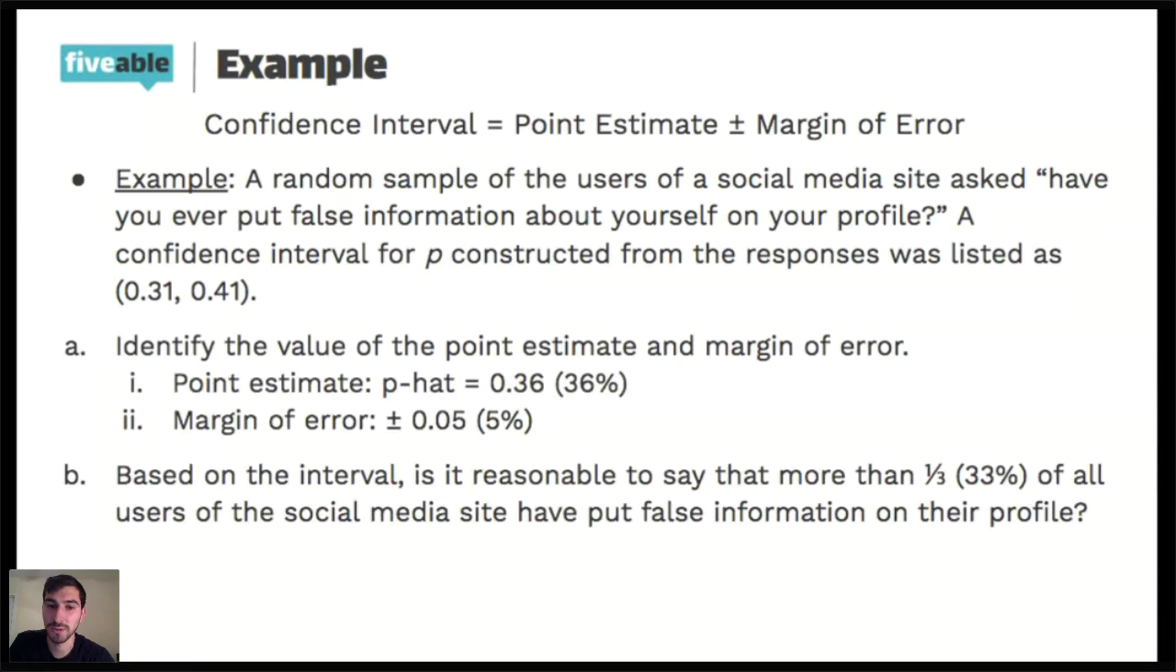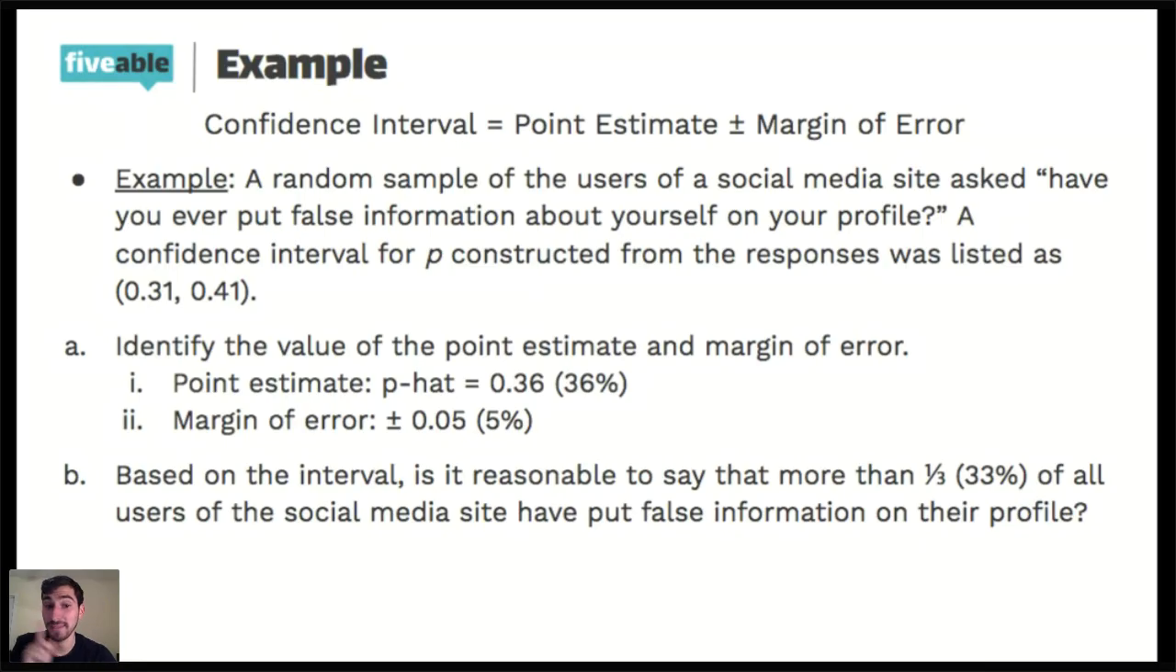So in this example so far, we have been given that anywhere between 31 and 41% of users on a social media site say they've put false information about themselves on the profile. And now we're being asked if it's reasonable to say that for sure more than 1/3 of all users have put false information on their profile. So this would be no. No, it's not reasonable.